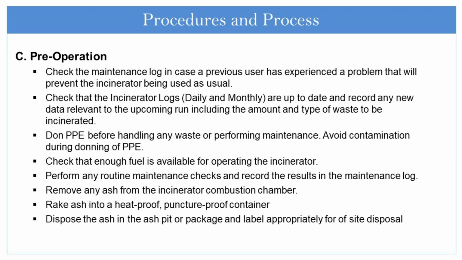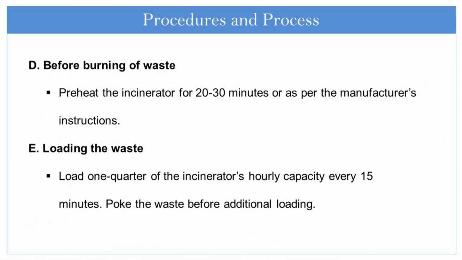Perform any routine maintenance checks, remove any ash already present in the incinerator, and rake ash into a heat-proof, puncture-proof container. Dispose of the ash in the ash pit, or package and label it and send it for disposal. Before burning waste, always preheat the incinerator for 20 to 30 minutes, just like you preheat any oven. It has to be preheated as per the manufacturer's instructions. Load the waste, loading 1/4 of the incinerator's hourly capacity every 15 minutes. Poke the waste before additional loading. So you go in, make the space, and then add more.